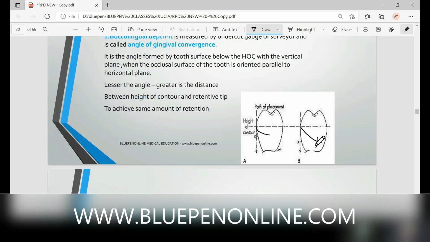Now what happens when the length of the clasp arm increases? Flexibility also increases. You don't want more flexibility, as that will affect the retention. That is the concept. When you have a lengthier metal, it will be more and more flexible. Now, when you have a very flexible thing, retention will definitely be compromised. That is the first factor.